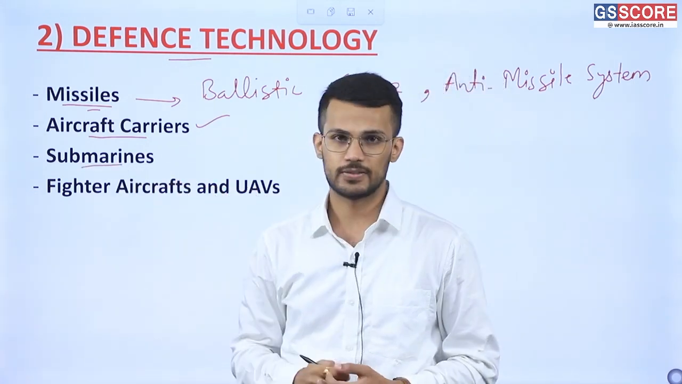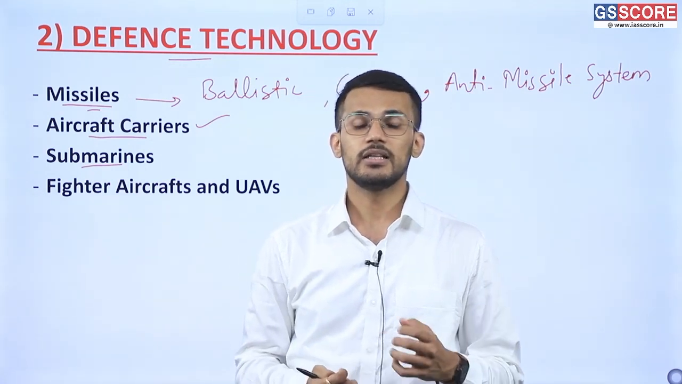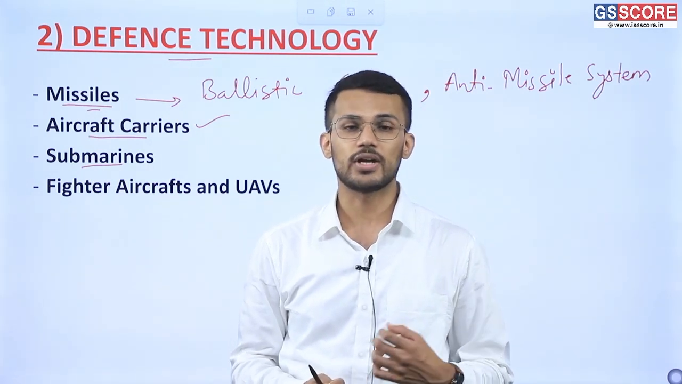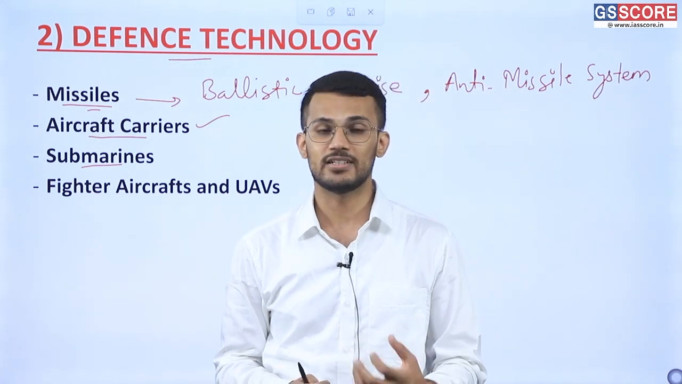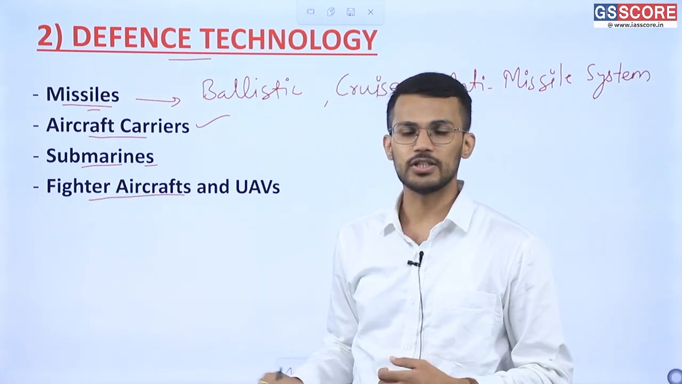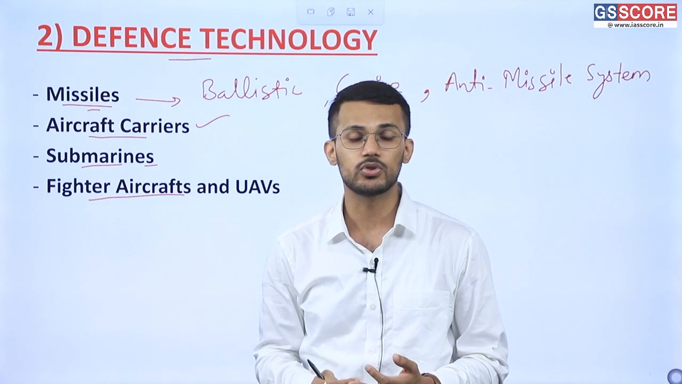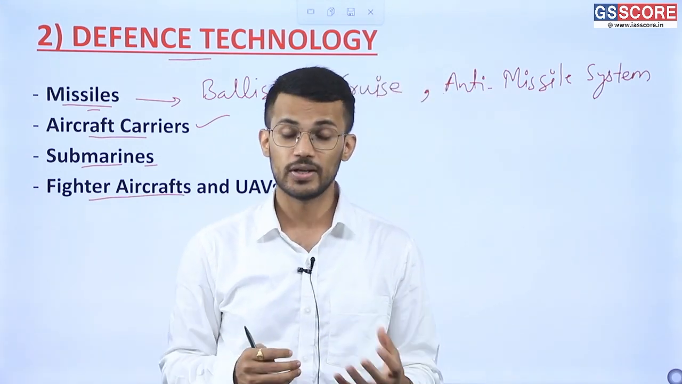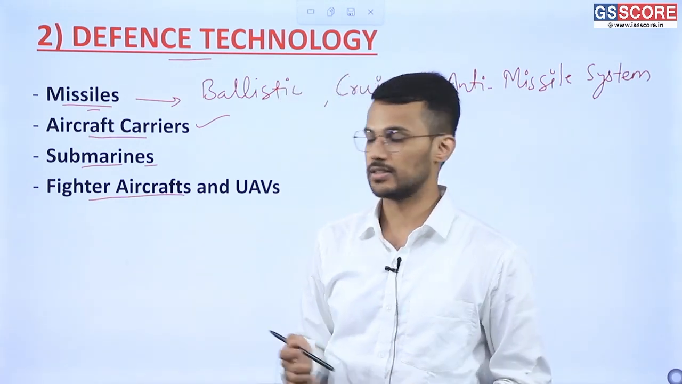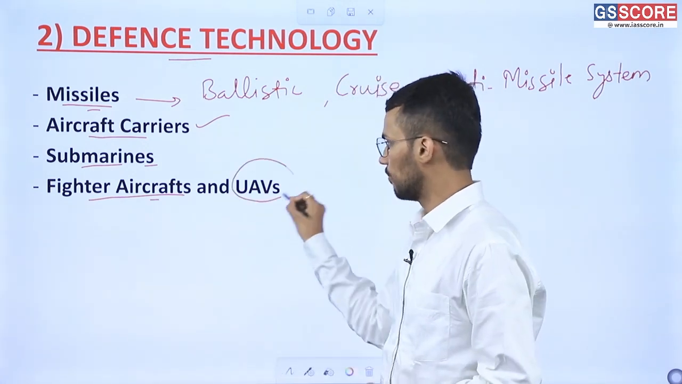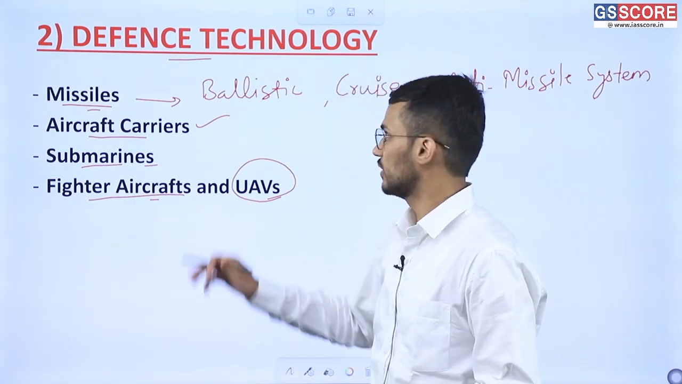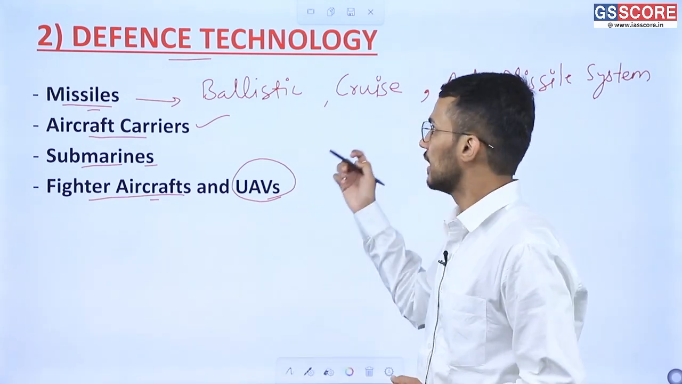Then submarines. There are different types of submarines, for example nuclear powered submarines and diesel electric powered submarines. Such submarines, and also SSBN and SSN submarines, we'll be discussing under this topic. Then fighter aircraft, especially those in use, for example the Rafale aircraft, then LCA, light combat aircraft, and its different variants. And then UAVs, unmanned aerial vehicles, also known as drones. These are the different topics under defense technology.